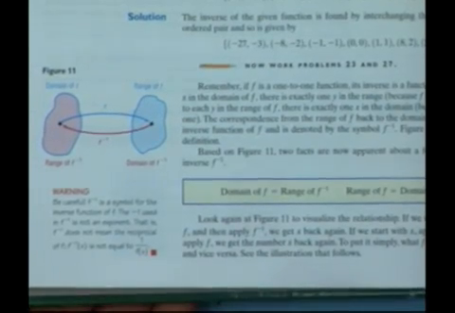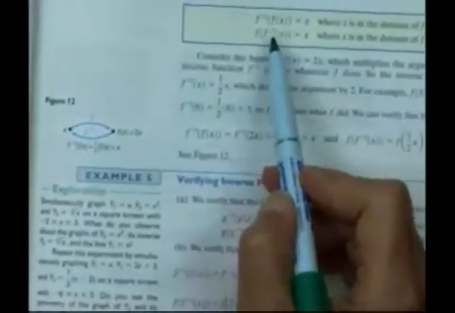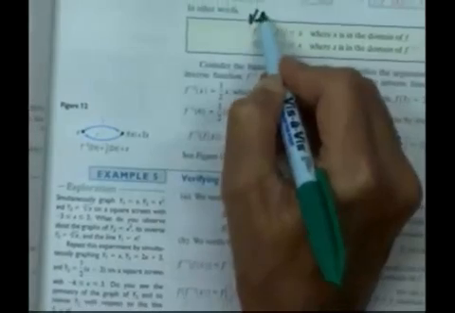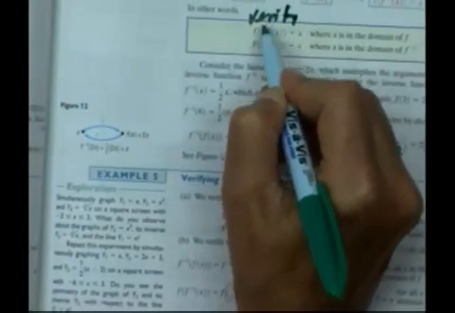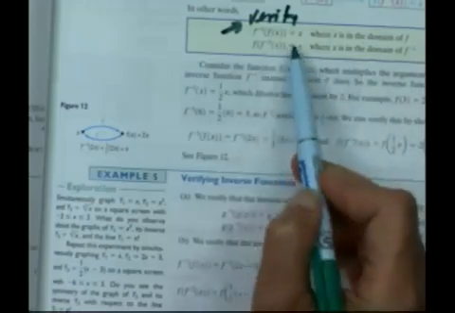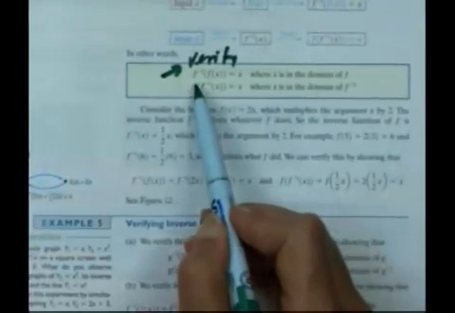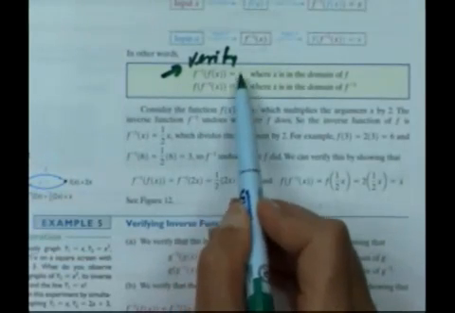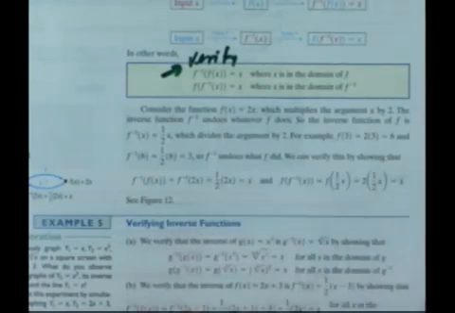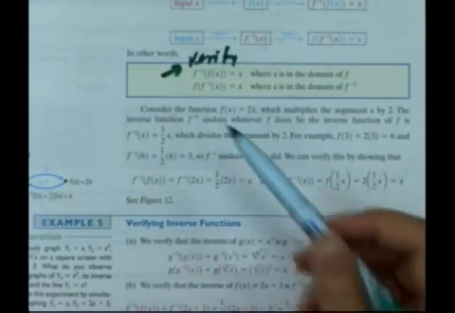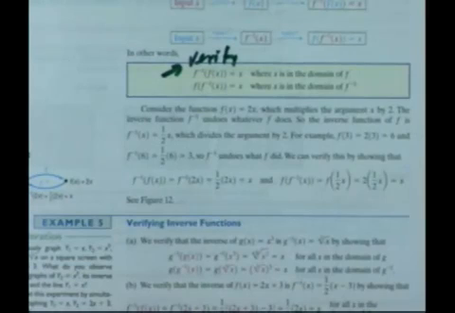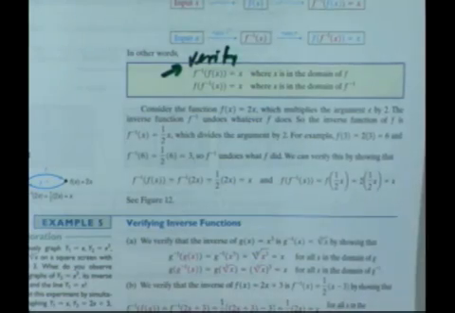Okay, then top of page 409 is what we were just doing. The way you verify that functions are inverses of each other is that you form the composition both directions and you get back your x. And you've got some examples in your book.